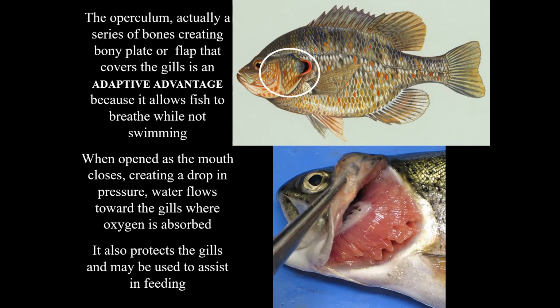In this group, we see the introduction of one of their unifying traits, the operculum. This consists of a series of bones that creates a flap that covers the gills. Unlike many sharks, the operculum allows bony fishes to breathe while not swimming. On top of that, it also protects the gills and may aid in feeding.